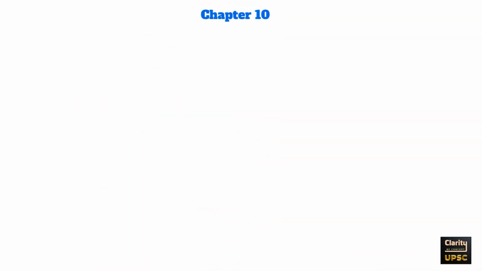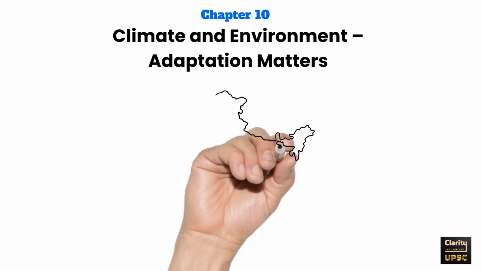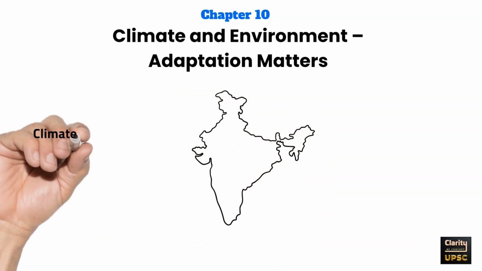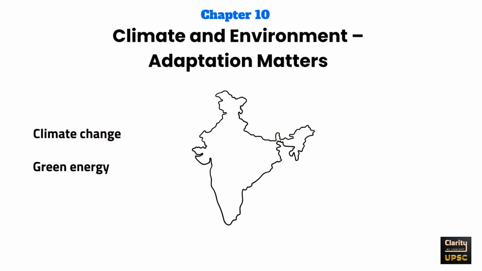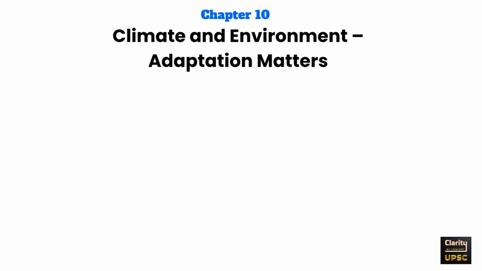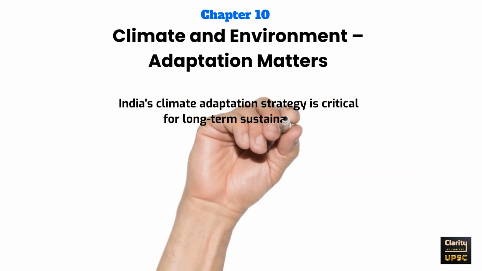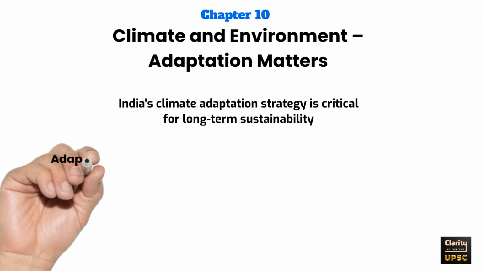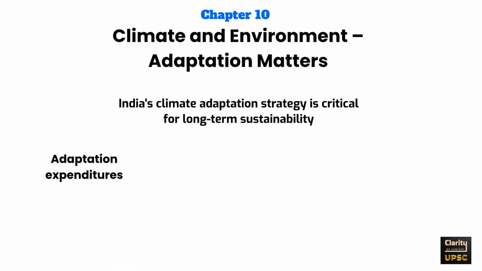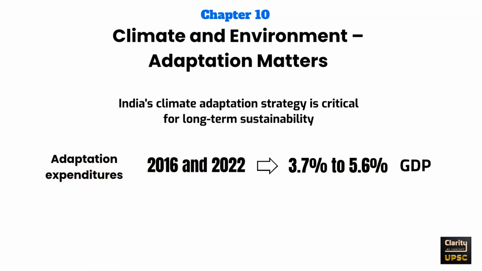The 10th chapter is Climate and Environment: Adaptation Matters. It focuses on how India is dealing with climate change, the push for green energy and sustainable development, and why balancing growth with environmental protection is crucial. The survey underscores India's climate adaptation strategy is critical for long term sustainability. It also says adaptation expenditure has risen from 3.7% to 5.6% of GDP between 2016 and 2022.